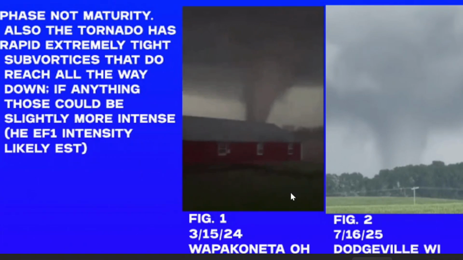It was the intensification phase, not maturity, which meant the tornado had extremely tight subvortices that do reach down, and if any of those do make near surface contact, these small concentrated areas of vorticity likely could be more intense. An approximation based on the damage of the aerial footage is higher in EF1 intensity. So certainly not the descriptor that would fit violent. And again, this picture on the right is likely at peak intensity with the tornado.